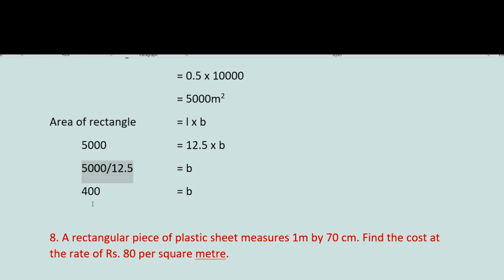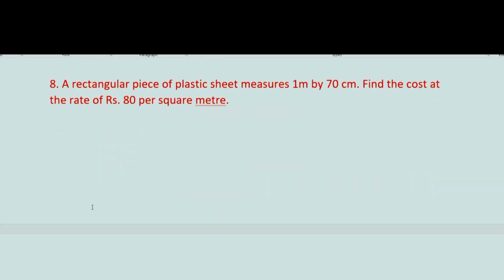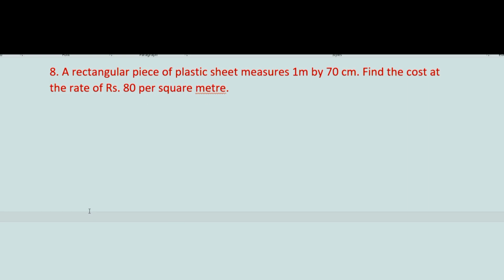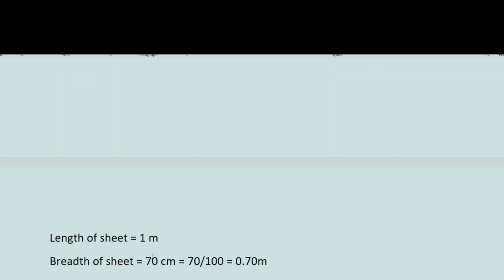Moving to the next sum, a rectangular piece of plastic sheet measures this much, 1 meter and 70 centimeter. You can see here units are different. Length is in meter and breadth is in centimeter, so the unit always should be the same, uniform. So what I have done, see here, I have written length of the sheet 1 meter, breadth of the sheet 70 centimeter. 70 centimeter I am converting into meter, it is coming 0.70 meter.